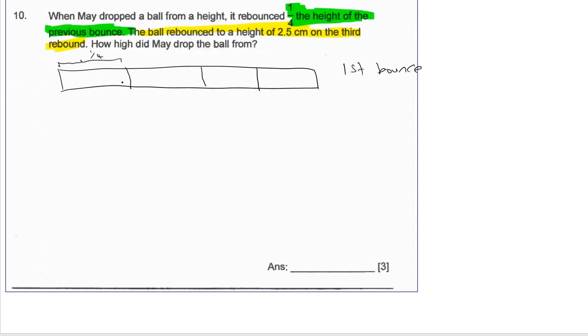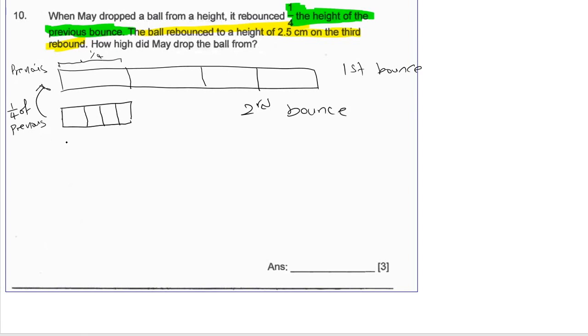Then my second one. My second one is 1/4 the height of the previous bounce. So my first bounce is only until here. So my second bounce is only 1/4 of this. It's 1/4 of the previous. This is the previous one. Okay, 1/4. That means this I cut into 4 again. Okay, this is my second bounce.